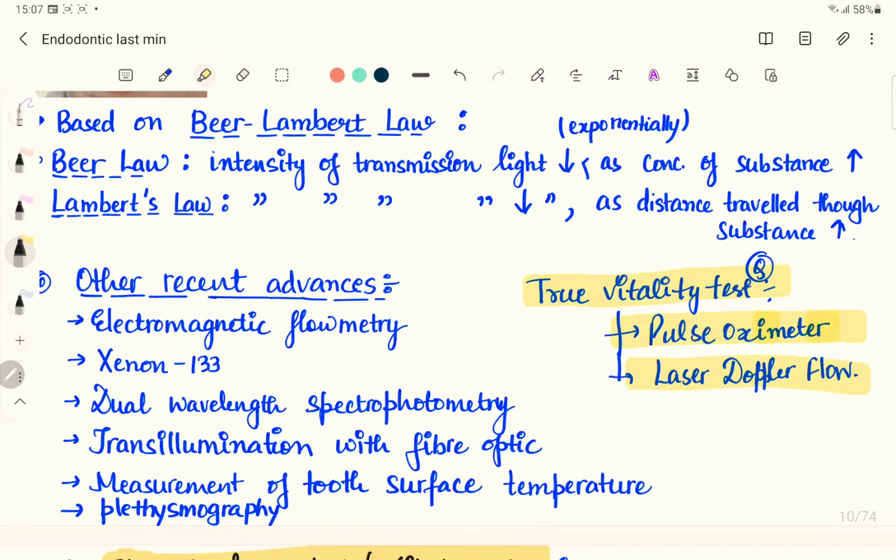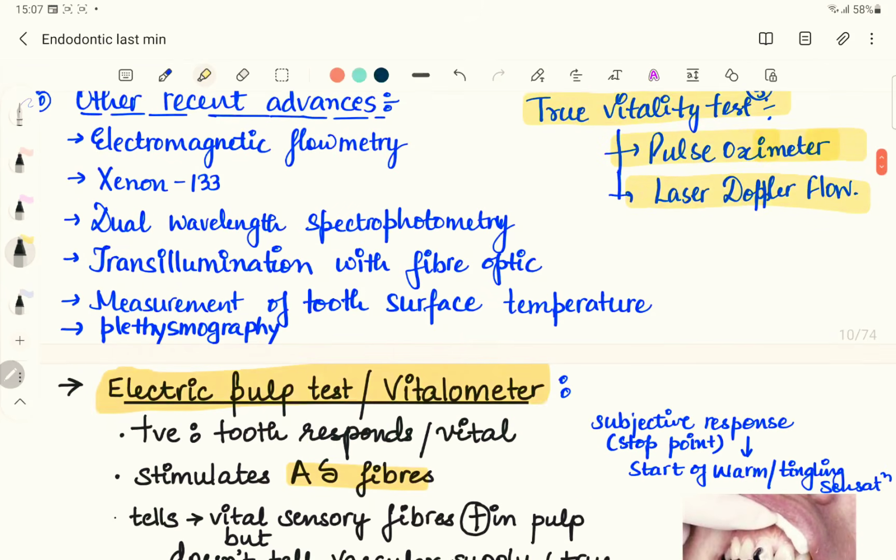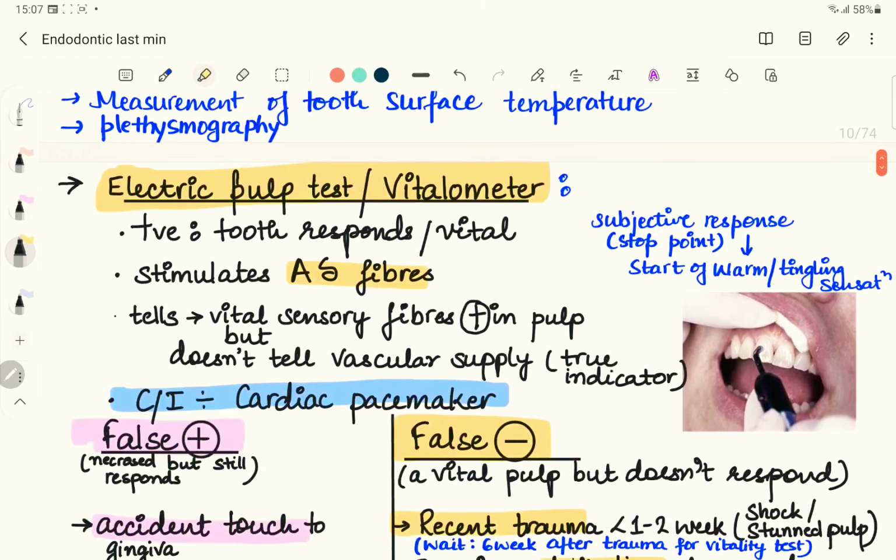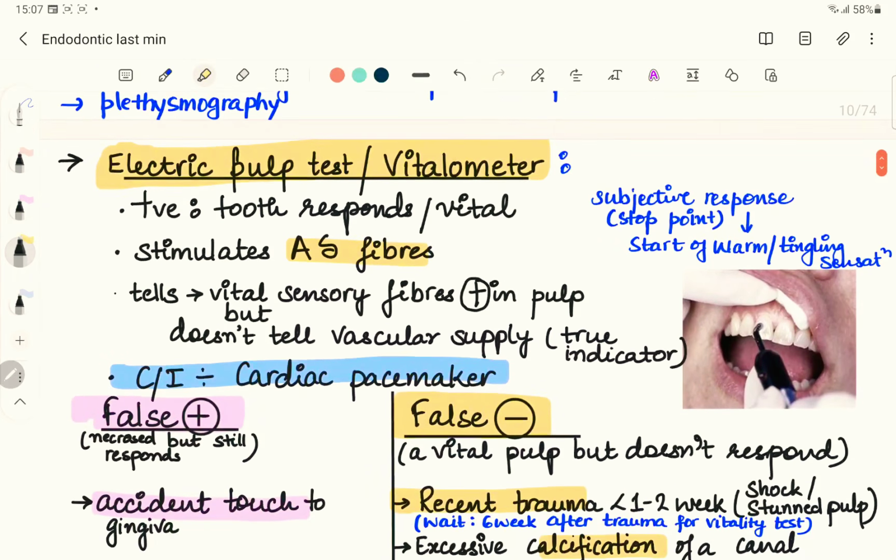Then measurement of the tooth surface temperature and plethysmography. Talking about the traditional pulp vitality tests, we have the electric pulp tester, also known as the vitalometer. It is going to tell us the pulp vitality via electricity. We pass electricity across the tooth, and if the tooth responds to electricity, we call it a vital tooth. That means the tooth is alive since it can feel the shock sensation, the electric current.